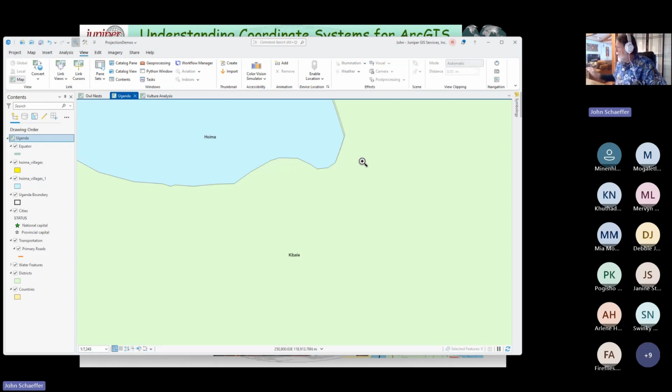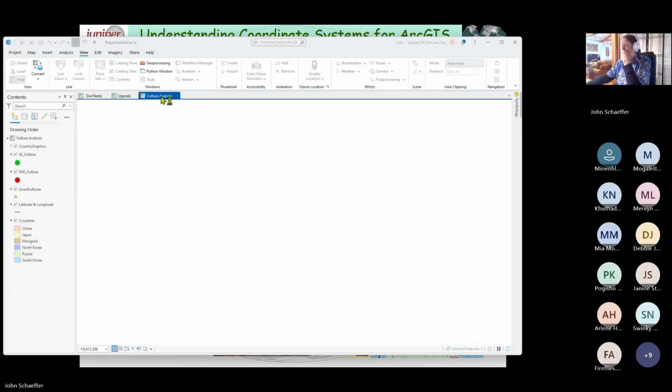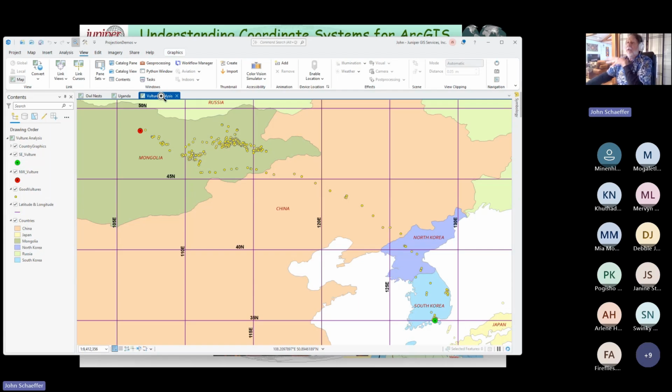So that's that. I think I'm running a little bit behind, but I think we've got enough time for one more demo. So we're going to go over to vulture analysis. So the scenario here is this researcher was studying vulture migration from Mongolia to South Korea. And so the yellow are all the GPS points or the tracking points she has. I did call out the northwestmost and the southeastmost separately so I could zoom in on them.